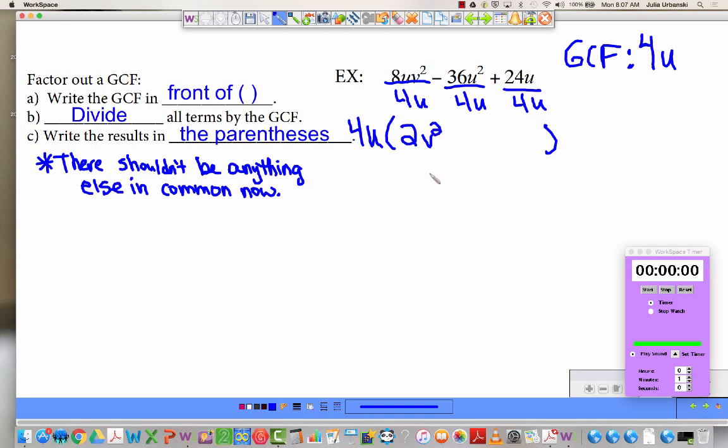Okay, they didn't have any V's in common because this one didn't have a V. All right, this one, minus. 36 divided by 4 is 9. There's only U's in that one. Good. 2 of them on top, 1 of them on bottom. You have 1 left over. And this one, 6. The U's canceled. Okay, and that's what you do. You find the GCF, you write it out in front, and then you divide everything to see what's left over.